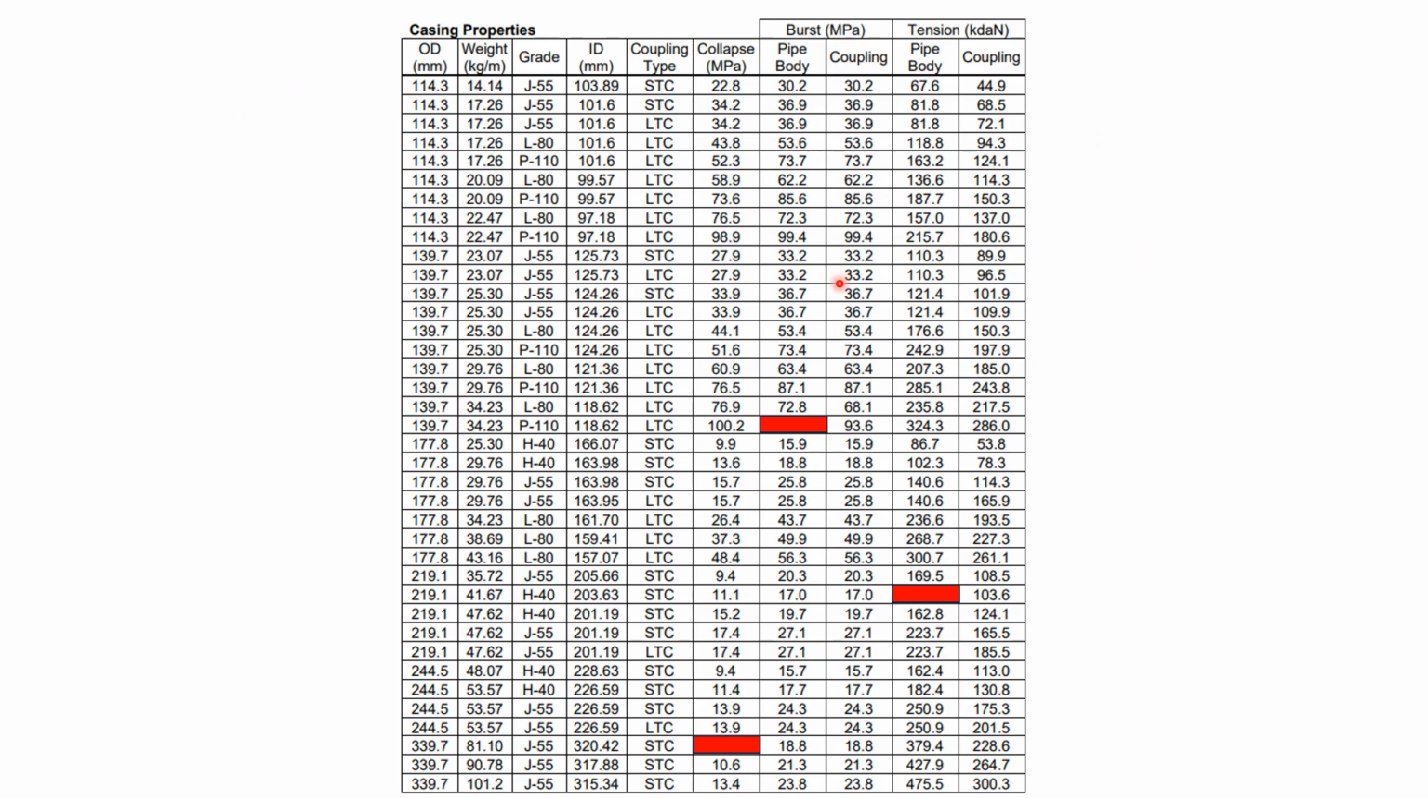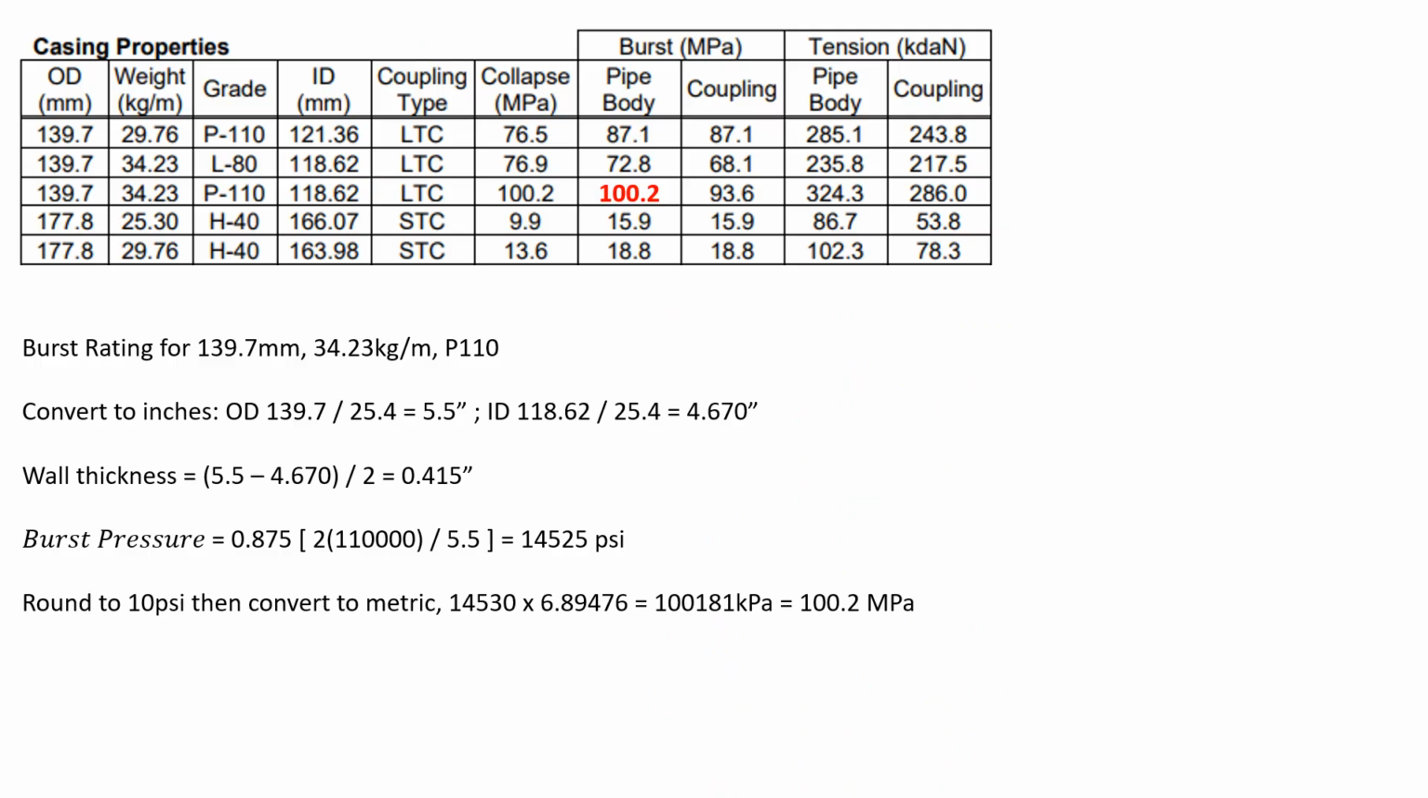Now we need to calculate burst rating for the casing 139.7 and tension for the casing 219.1 and collapse for the 339.7. First thing to do on the burst calculation is to convert outside diameter and inside diameter of the casing from millimeters to inches. We just have to divide it by 25.4. And now we calculate the casing wall thickness subtracting ID from OD and dividing by 2.